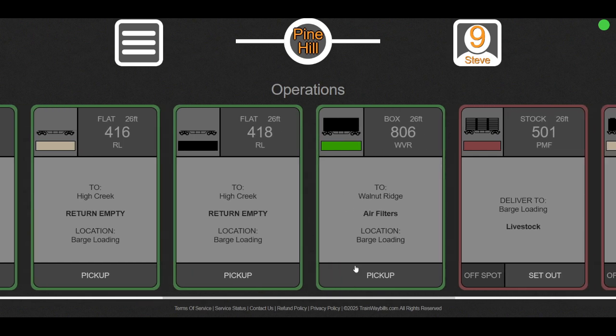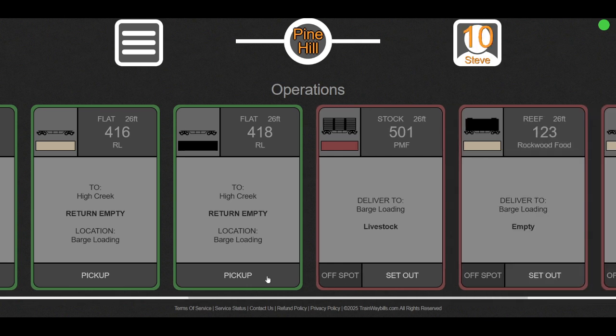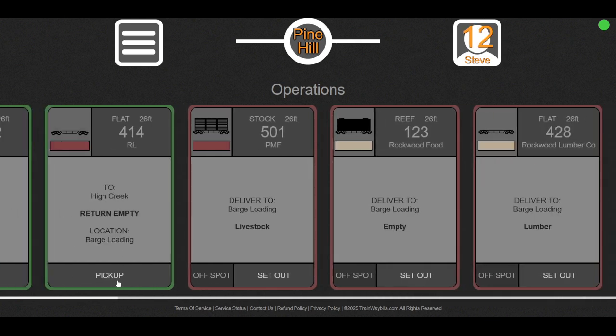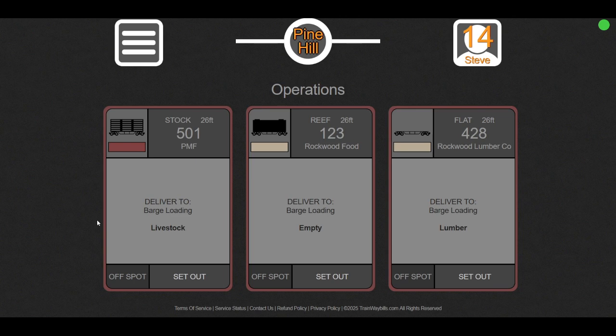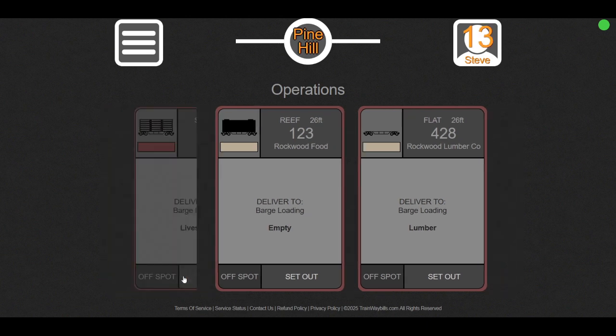So what we can do is just pull all of them out of the barge track. Okay? And that means we've got plenty of room to put the 3 that we need to drop out. So from our consist, we find 501 stock car with livestock. We put that in the barge track. Once we've completed that, we press set out.